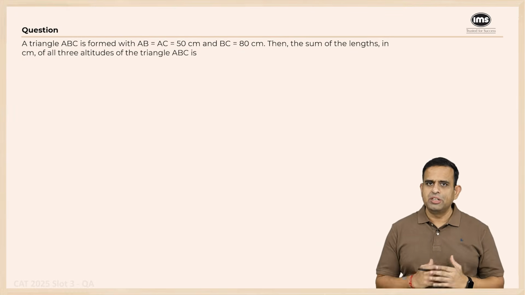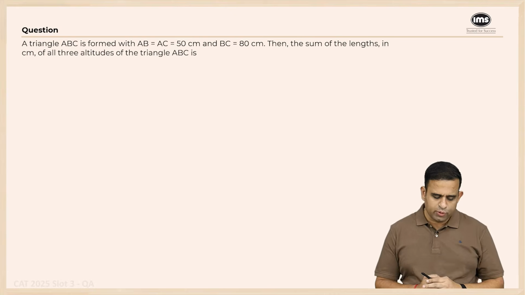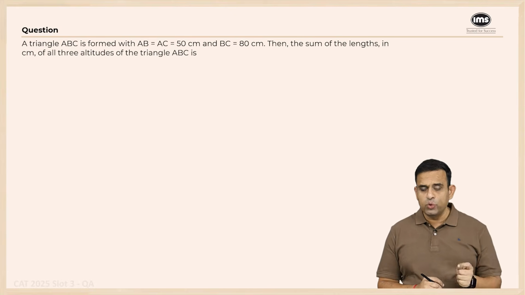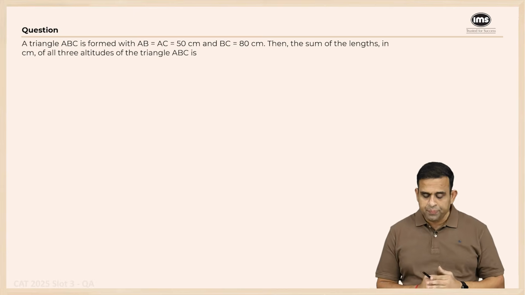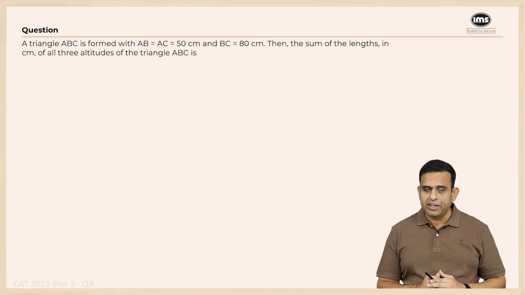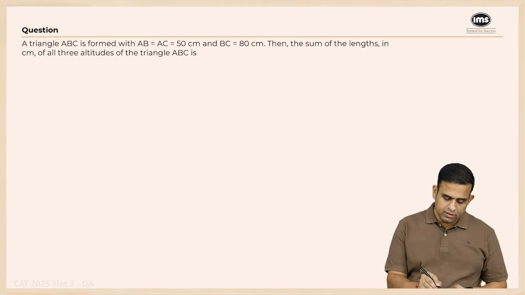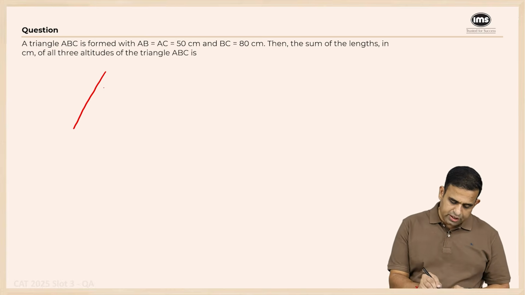The next sum happens to be a straightforward one on geometry, and the sum goes like this. A triangle ABC is formed with AB equal to AC equal to 50 centimeters and BC equal to 80 centimeters. So a clear-cut case of, one can say, an isosceles triangle. So I will again construct it.